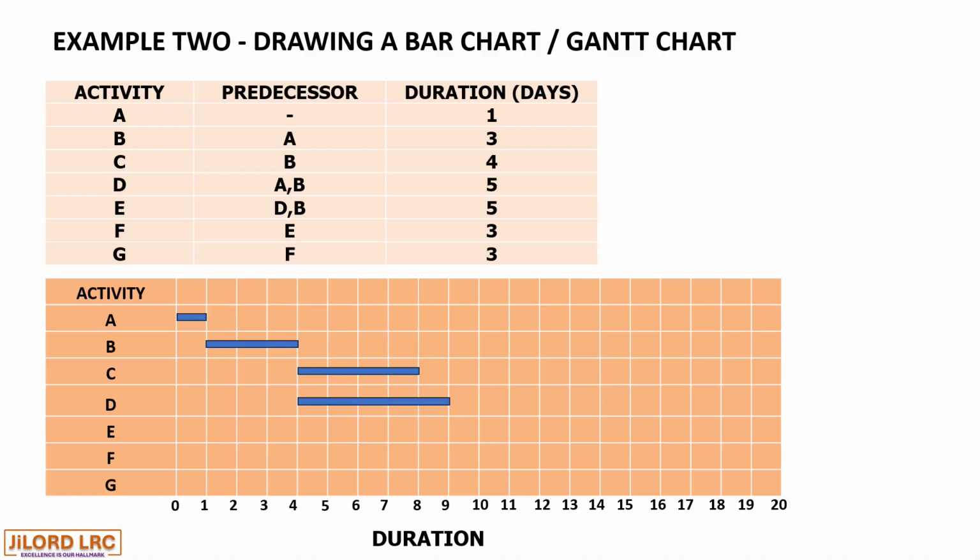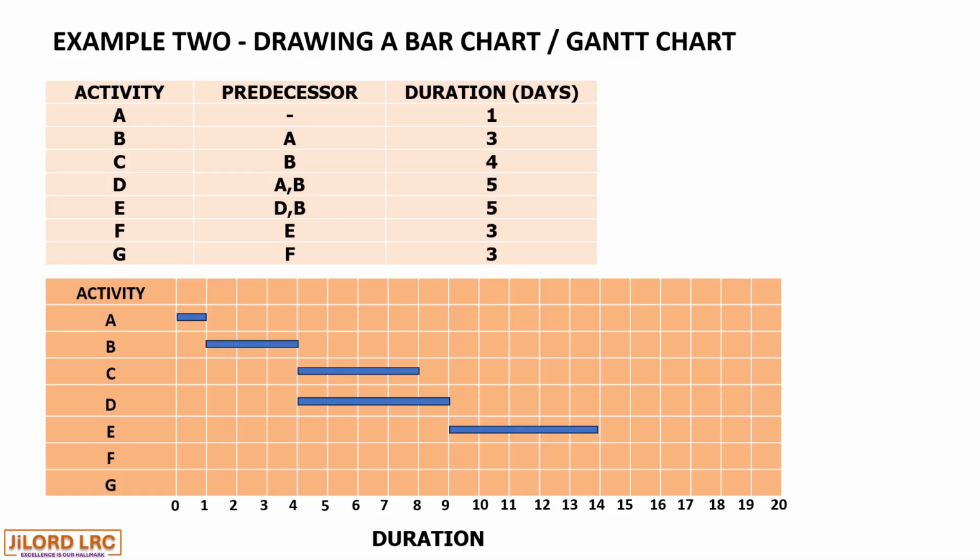Activity E would have to start when D and B are completed. B was completed on day 4, whilst D has been completed on day 9. So we take the highest of the completion day, which is day 9, and that would be the day on which activity E would commence. So activity E commences on day 9, adding 5, it gets to 14.